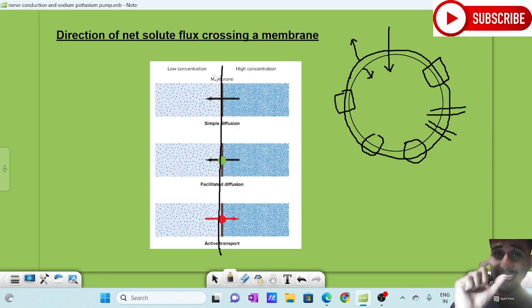I am mentioning it as pumped. You should remember it is a pump. Pump means it needs energy. We use a motor to pump the water from the well to your tank, which is against the energy gradient, right? The water is moving from low energy to high energy form, high height. So it needs the energy used by a pump.